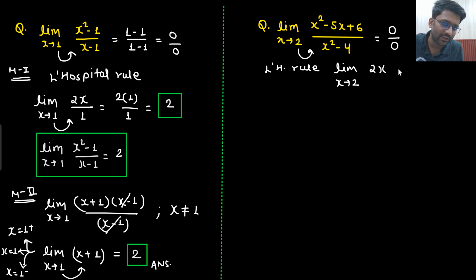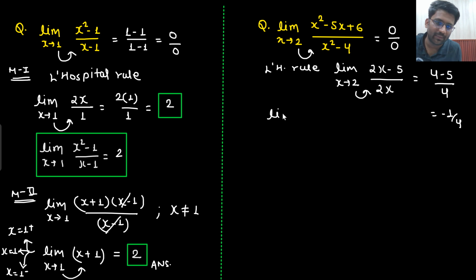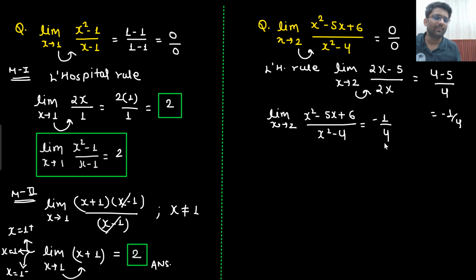Differentiate upper side, 2x minus 5. Differentiate downward side, that will be 2x. Now again put this 2 here. What answer you will be getting? 2 into 2, 4 minus 5 divided by 4, that is minus 1 by 4. So that's the answer you are getting. That limit x tending to 2, x square minus 5x plus 6 divided by x square minus 4 is coming out to be minus 1 by 4. Is that understandable to you? Okay, so this is the answer we are getting.